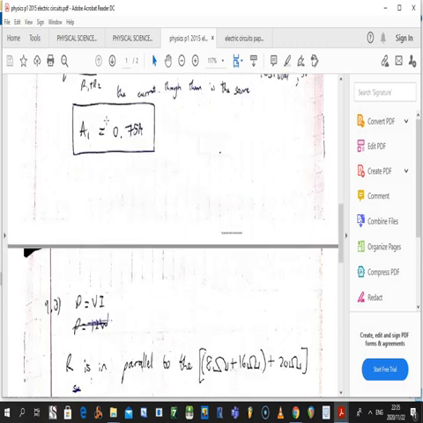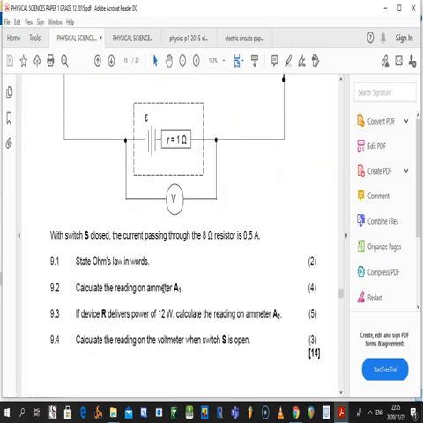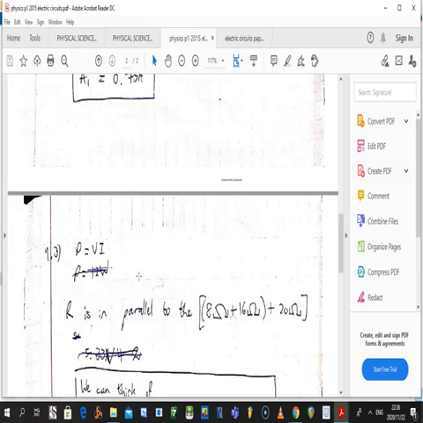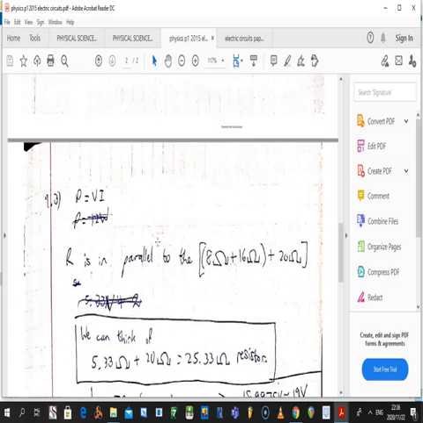Okay, so now we want to move on to the next question. If R delivers a power of 12 watts, calculate the reading on A2. So, firstly, we remember what is power. Power, mathematical definition, is energy per unit charge, or the work done per second. So power is W over T or E over T.